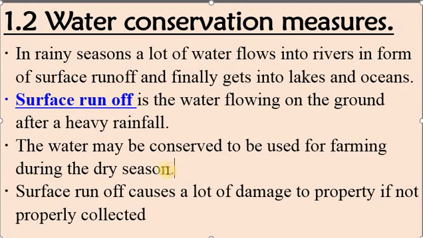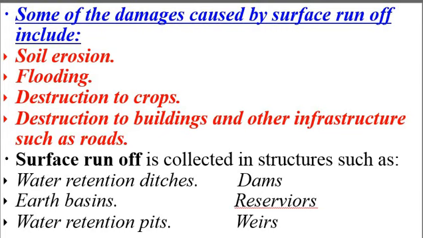Now, when there is surface runoff, there is a lot of damage that is caused by the surface water that's flowing. Now, how do we know the damages caused by surface water or surface runoff? Surface runoff causes a lot of damage to property if not properly collected. So, some of the damages, as I had told you earlier, caused by surface runoff include the following.